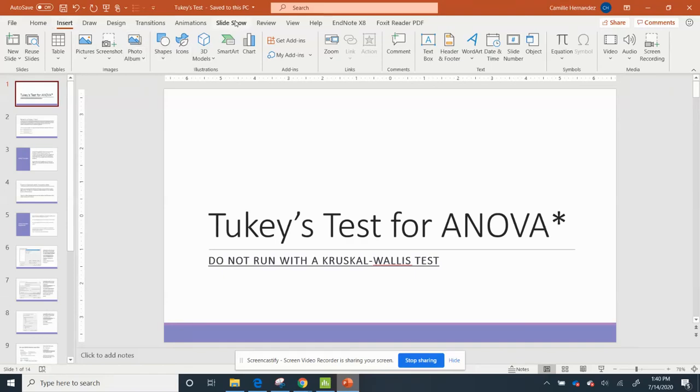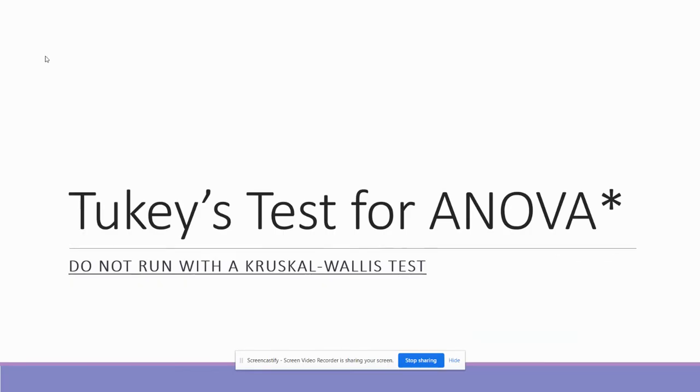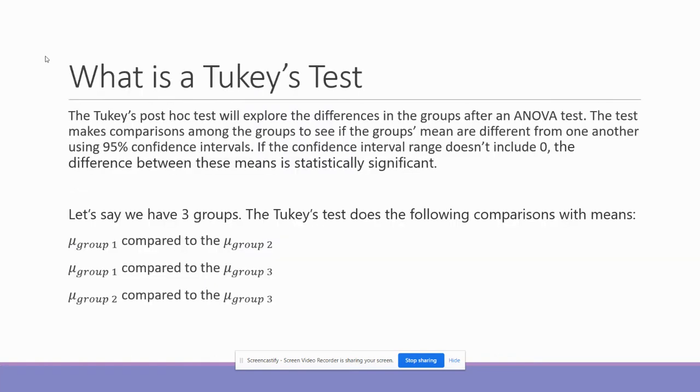So go ahead, let's talk about Tukey's test for ANOVA. Don't run this with the Kruskal-Wallis test. You can't do it because it's a different test. This is only for ANOVA when we're looking at means. So Tukey's post hoc test will explore the differences in the groups after an ANOVA test.